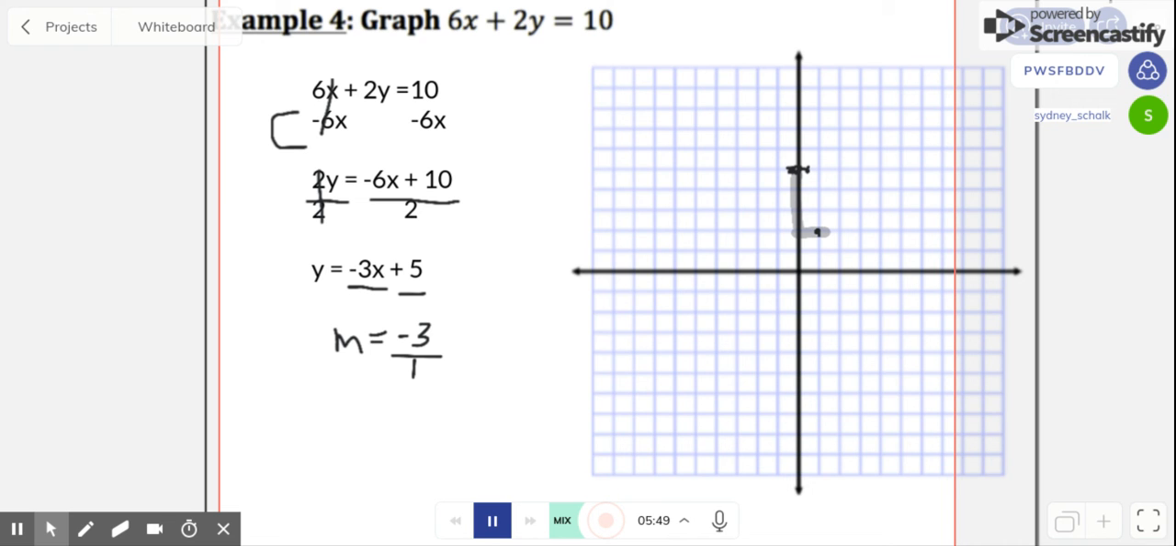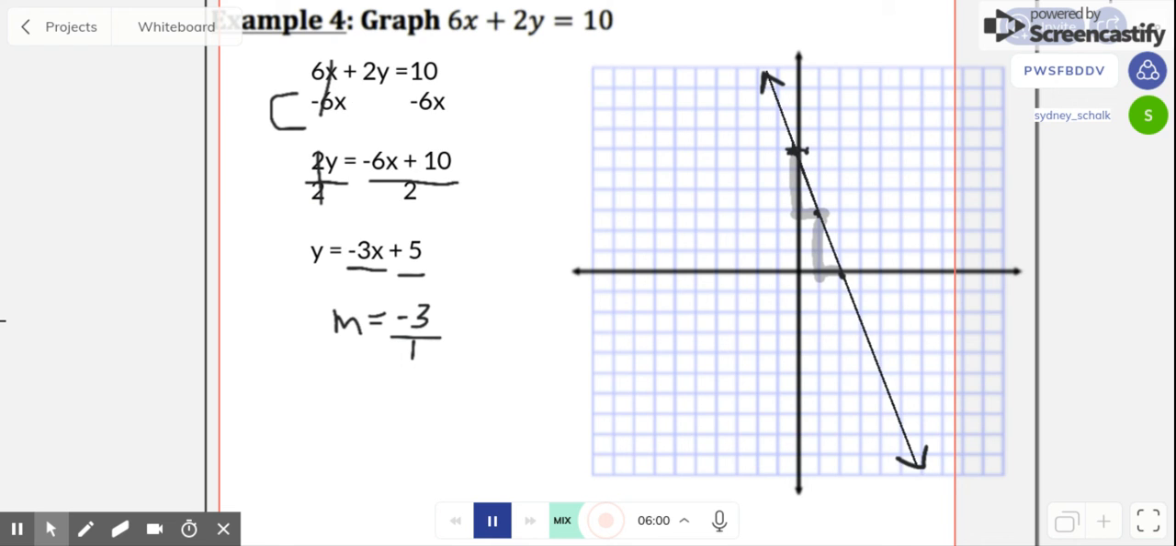I'm going to keep doing that. Now I go down 3 again, 1, 2, 3, to the right 1. That's my next point, and I could keep going. Last step, draw your line through your points. Make sure you extend your line and draw arrows on your line.